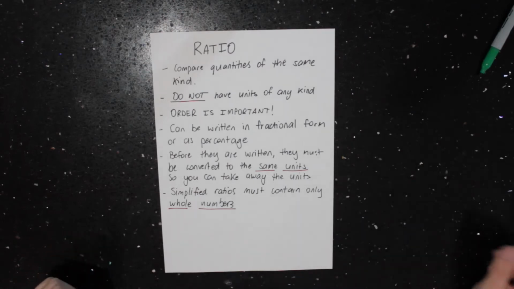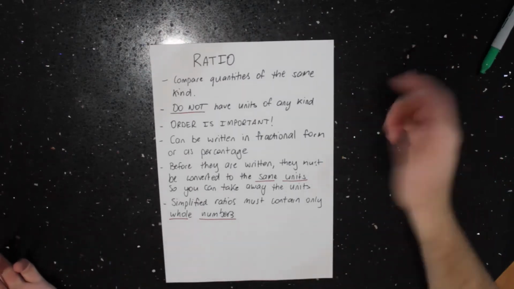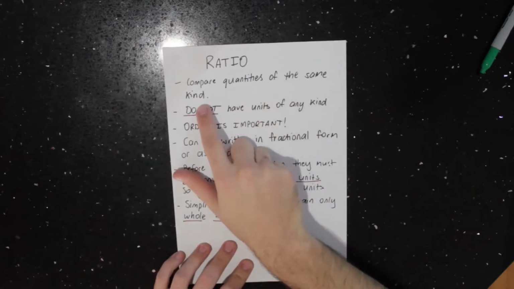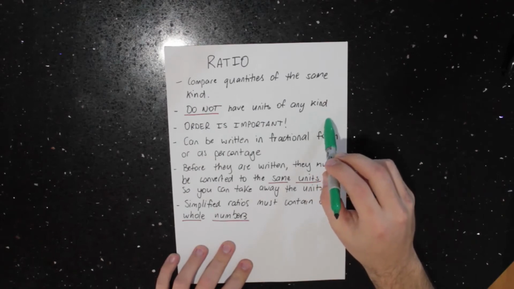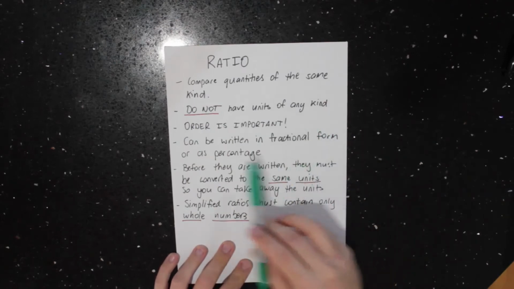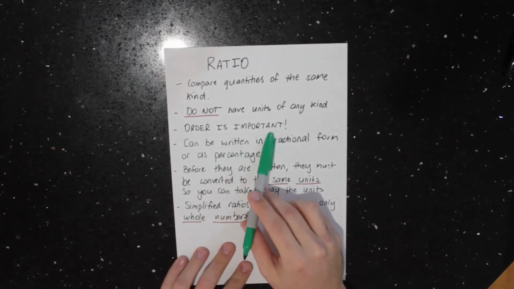Okay, we're going to have a look at some ratios here. So what is a ratio? Well, a ratio is used to compare quantities of the same kind that do not have units of any kind. When you write a ratio, the order is important. Now, I'm going to explain this in just a minute.